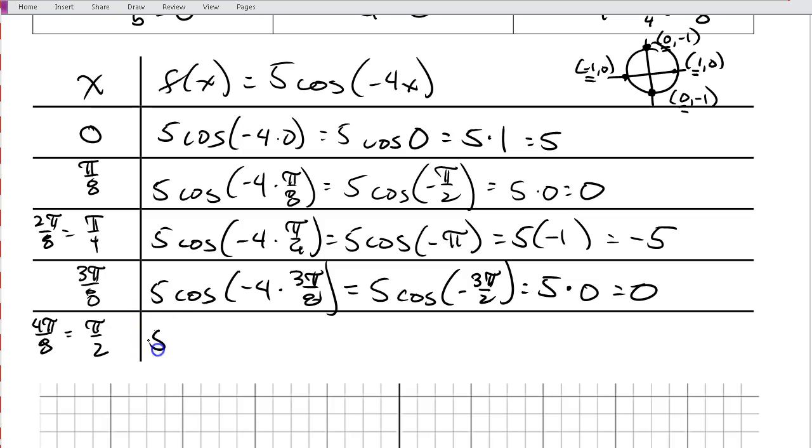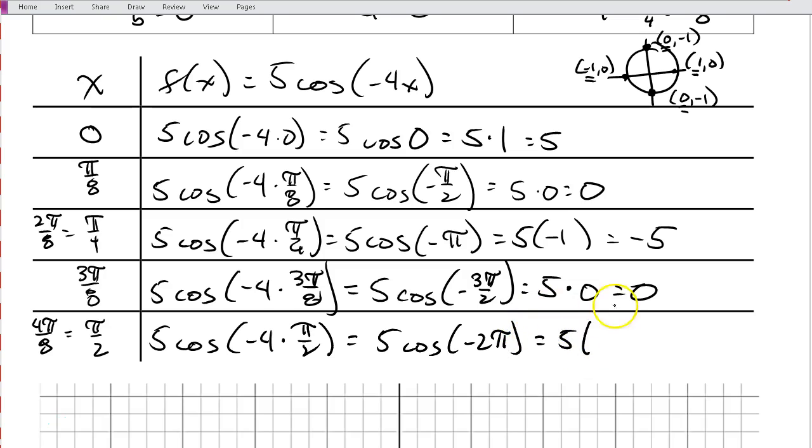And last, I have 5 cosine of negative 4 times pi over 2, which is 5 times the cosine of negative 2 pi. So that's going to be 5 times... negative 2 pi, we're coming all the way around. My cosine is 1, or 5.